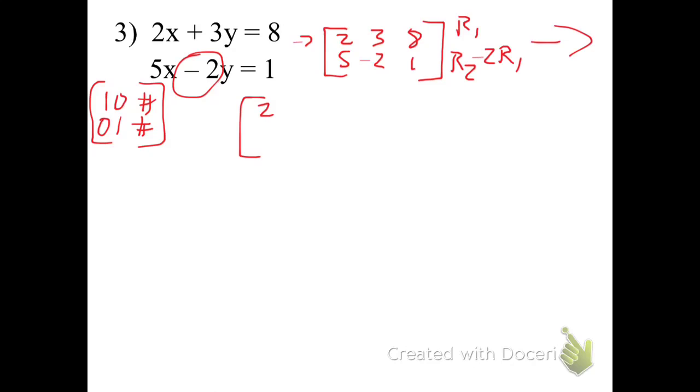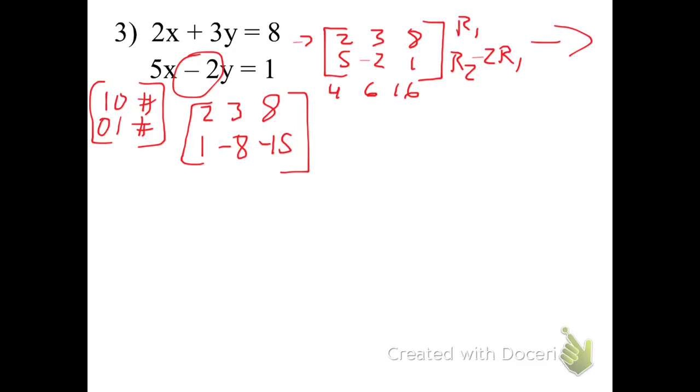Row 2 didn't get touched. Here, let's move this over so I can maximize my space. My first row hasn't been touched, but my second one, I gotta do 2 times the top one and subtract it from the second one. So you take this top one, you times everything by 2, you get 4, 6, 16. And you have to subtract that all from the bottom row there. Okay, 5 minus 4 gives you the 1. -2 minus 6 is -8. And then 1 minus 16 is -15. Okay, so here's our new matrix.